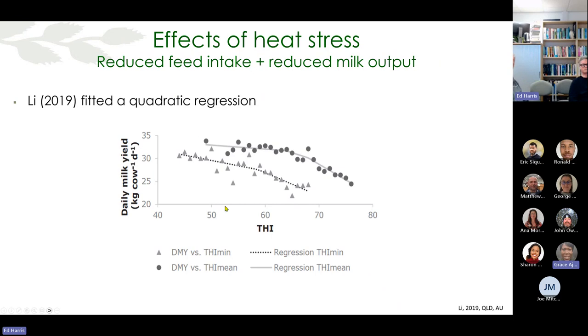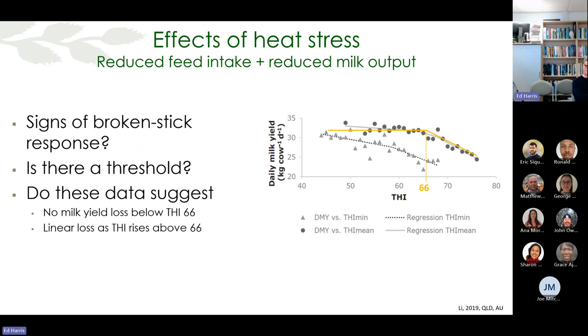Just to come back to this, looking at the effects of heat stress, was a graph we had previously. They fitted a quadratic to it, rightly or wrongly, but you could probably, as validly, put a broken stick regression to that. It's simpler. I was taught when I was at Reading that broken sticks don't apply to populations, but it is a lot simpler. And if we want to do edge processing, that's got some attractions. So this is suggesting that milk yields don't really change as the THI goes up to about 66. And from 66 onwards, they start dropping away. This was out of Queensland, but you speak to British farmers and they'll say much the same. And the data we've got suggests much the same.